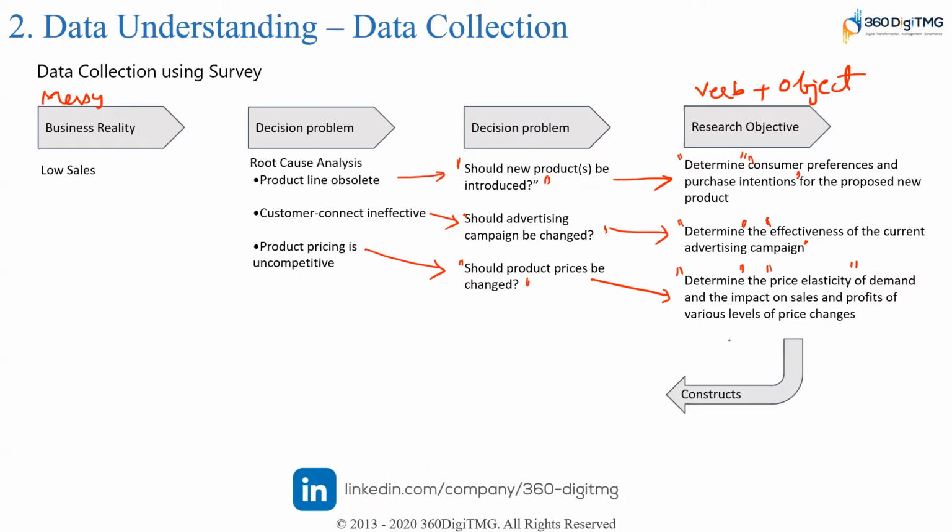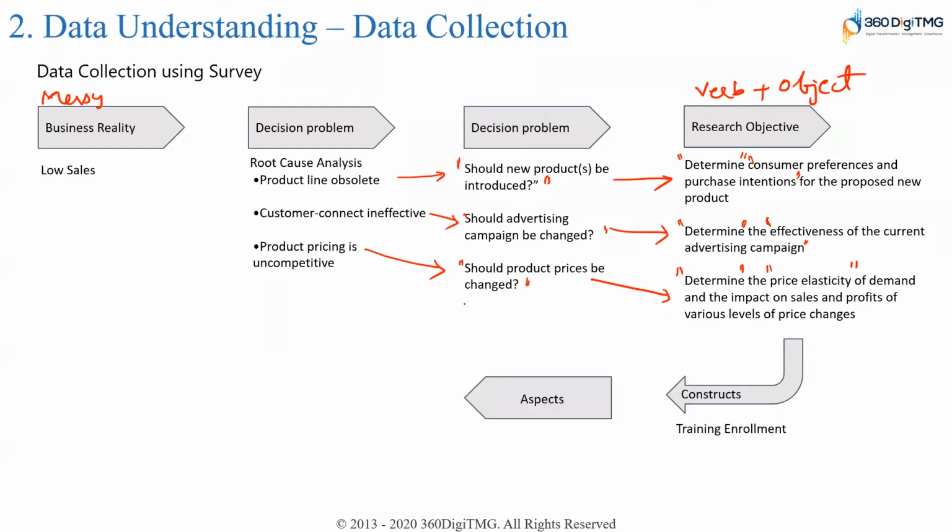Once this is done, you come up with constructs, right? Say, all these are examples of an educational institute. So for training enrollment, you think about aspects. You're coming up with a construct. The construct is training enrollment. For that, you come up with aspects. From research, you come up with a construct. For a construct, you come up with aspects. You thought about, say, a time aspect, a strength aspect, and a constraint aspect.